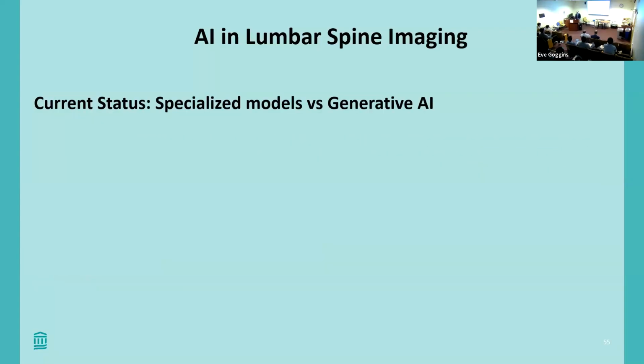So, specialized models versus generalized AI. Do you guys understand the difference between these for AI and imaging?